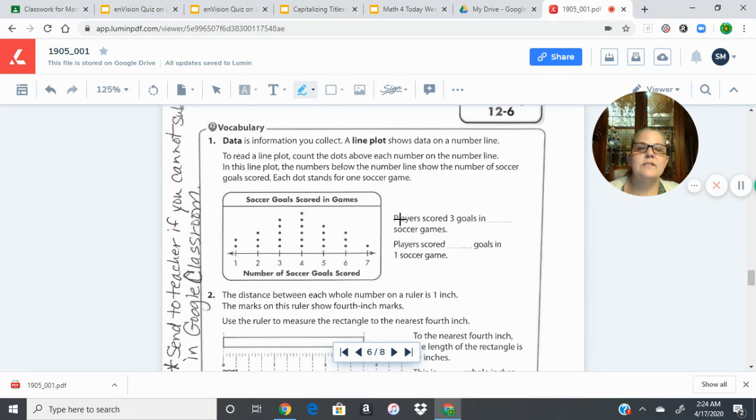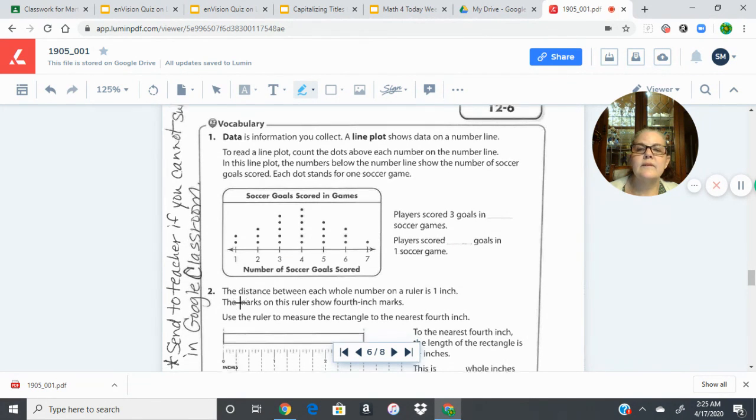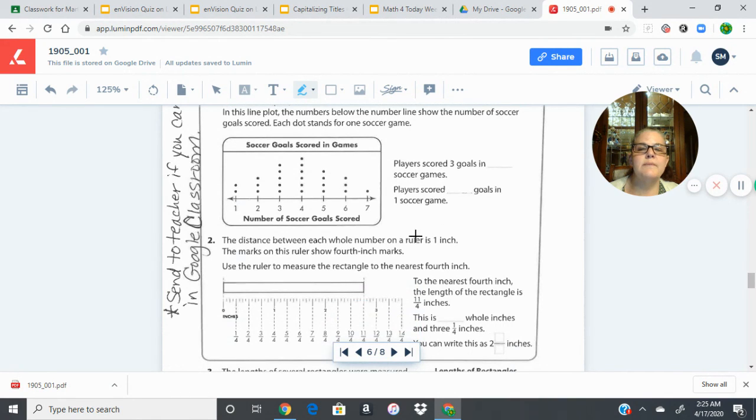Okay, so it says players scored 3 goals in, and then it's so hard to see, but it's supposed to be an answer right here. Players scored 3 goals in how many soccer games? So looking here, see which one had 3 goals. And how many soccer games did they play to do that? Players scored how many goals in 1 soccer game? All right, and your answer goes in that space.